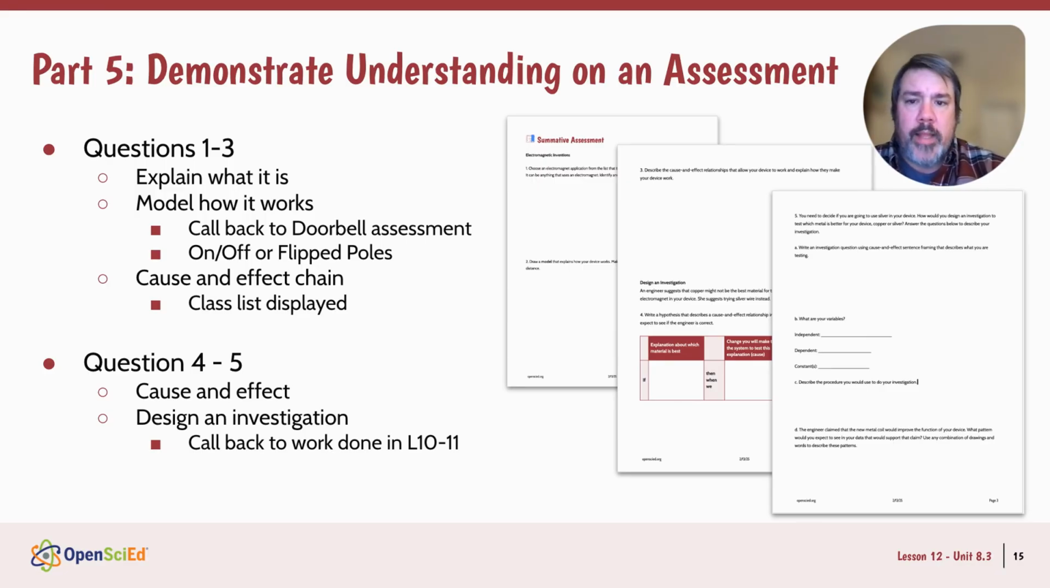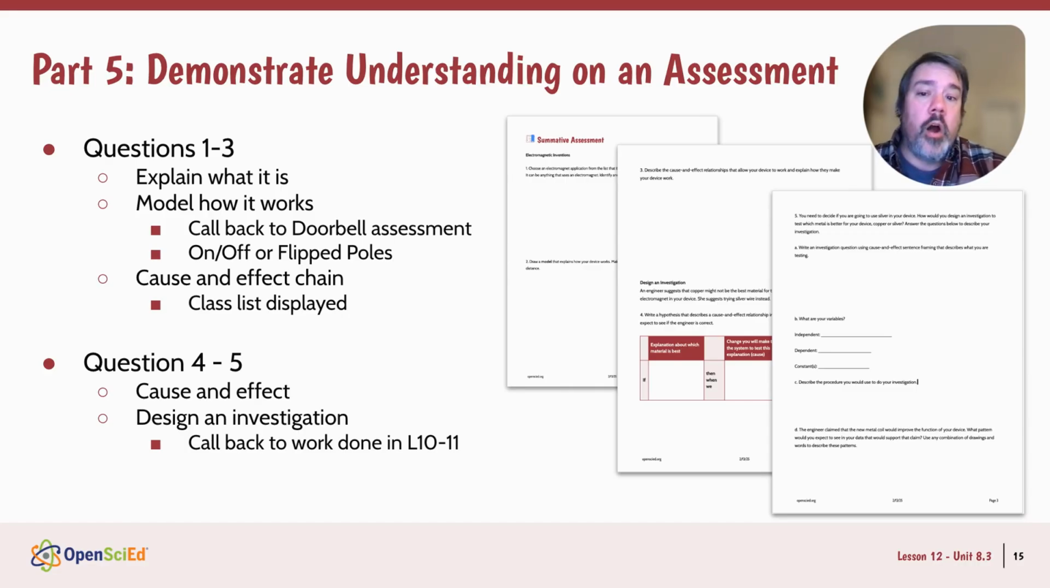So you can support them by calling back to that doorbell assessment and really helping them to focus on showing those forces. Is the object turning on and off? Is it flipping poles? Are we getting pushes and pulls? Help them to focus on those things. Then in question 3, they're going to develop a cause and effect chain. So support them by returning back to that class list to help them use that to think about the cause and effect chain for their particular invention.